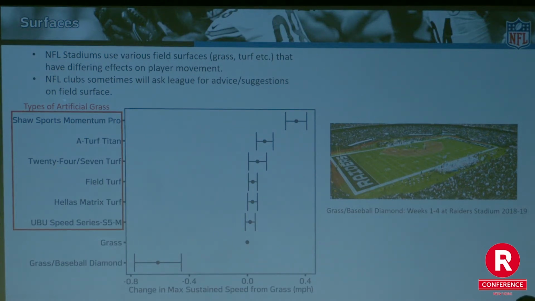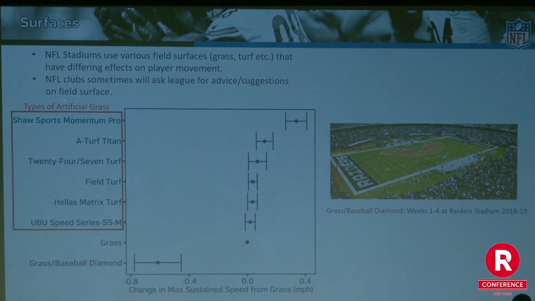Then the x-axis here is the change in max sustained speed from grass, and grass is our reference layer here. As you can see, Shaw Sports Momentum Pro seems to have the biggest effect in a positive direction in terms of change in max speed from grass. And the lowest is grass / baseball diamond.